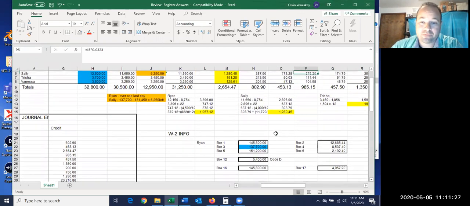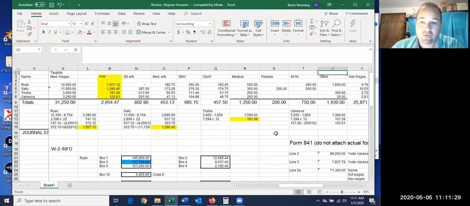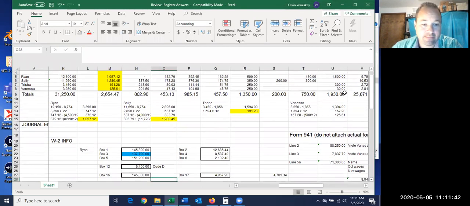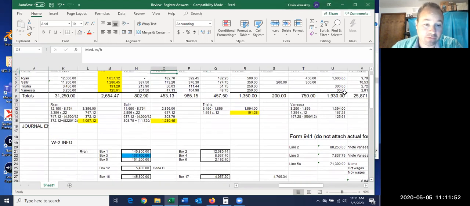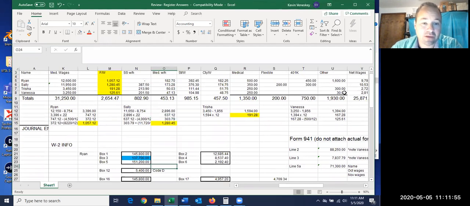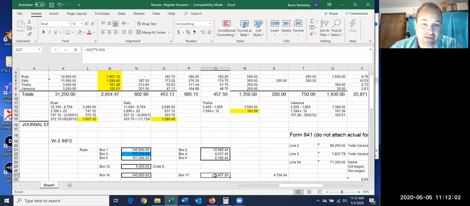Box 12, I went over here to the 401k, took the amount, and it's the same all year, so multiply it by 12. Code D. And on this one, I didn't put in boxes 18 and 19. I don't know why. I should have probably. But my box 16 is going to be the same as box 1.